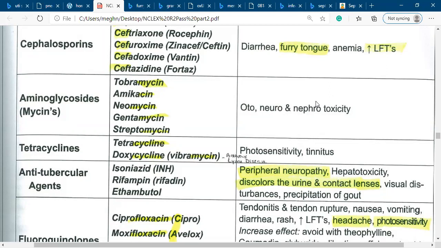If your patient has an overdose of aminoglycoside, we give them an antidote. What is the antidote of aminoglycoside, or of vancomycin or erythromycin or gentamicin? Only one, and this is called calcium gluconate. So calcium gluconate is the antidote of aminoglycoside.